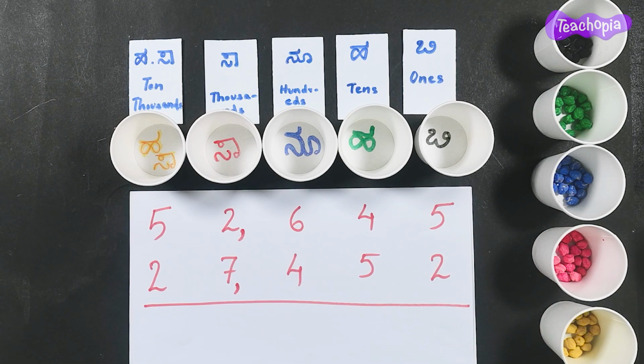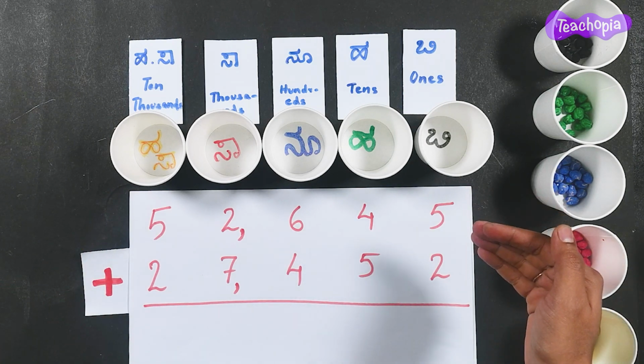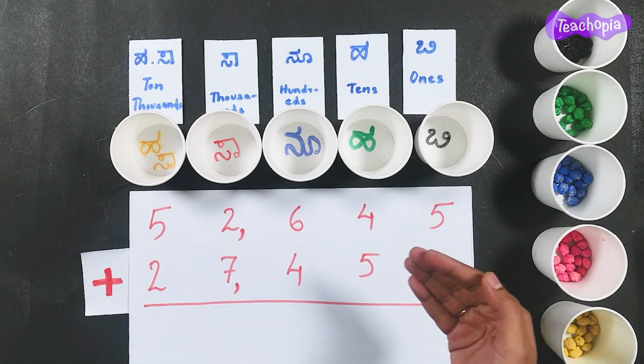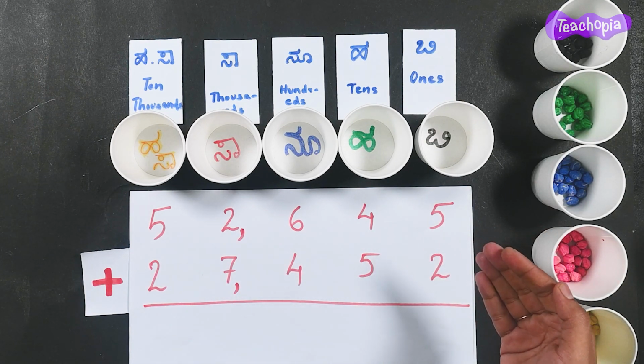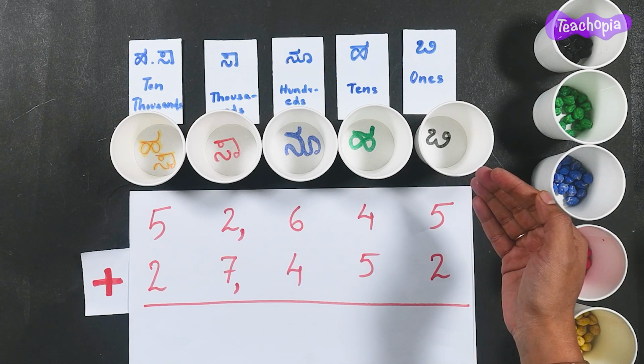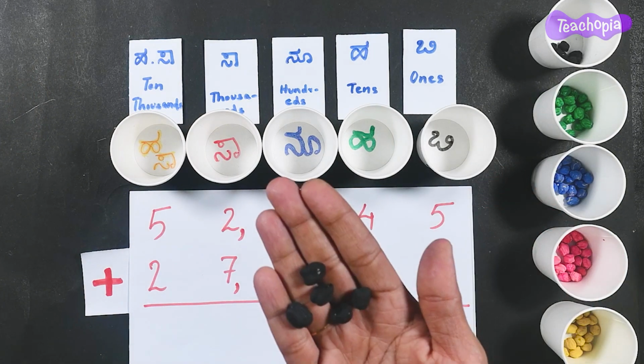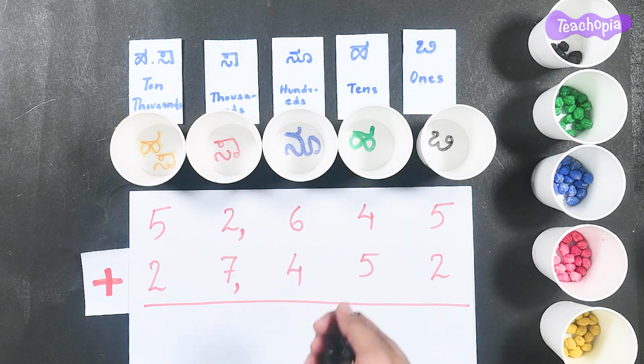Let us now see an example of addition. The numbers to be added are 52,645 and 27,452. Let us put the addition symbol here. In the units place of the first addend, that is 52,645, we have 5. So, we have to put 5 black colored grains in the cup representing the units place. Let us take 5 black grains and put them in the cup representing the units place.